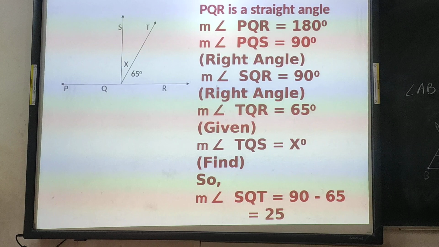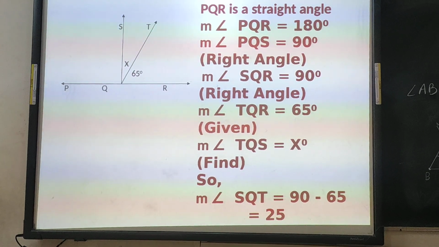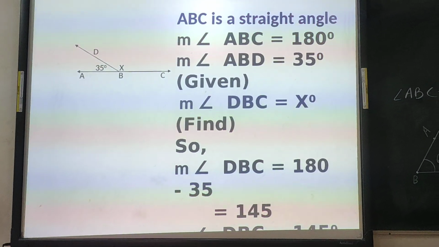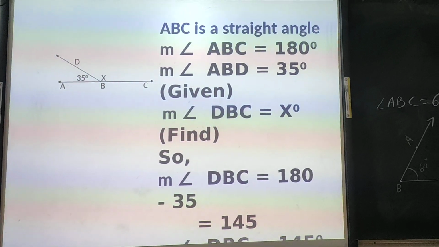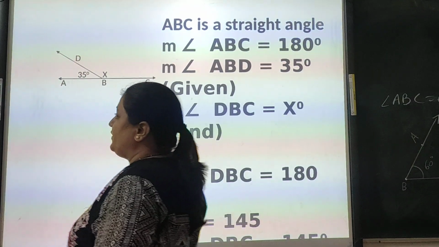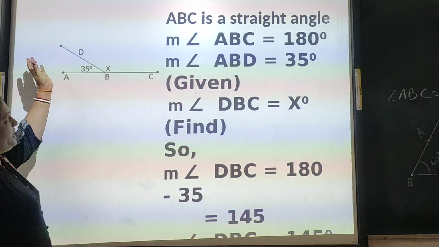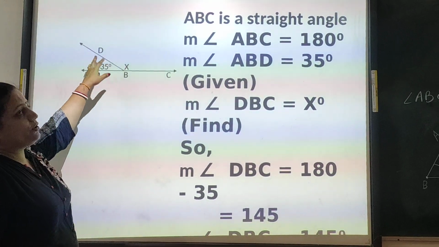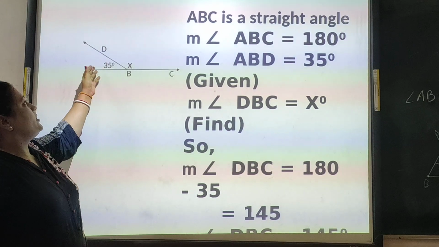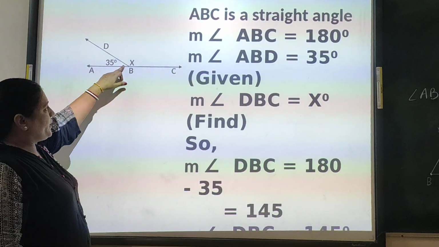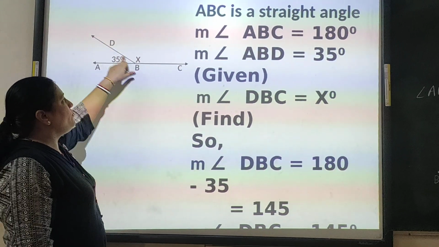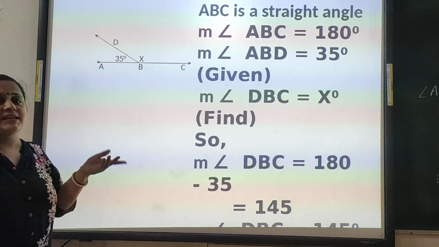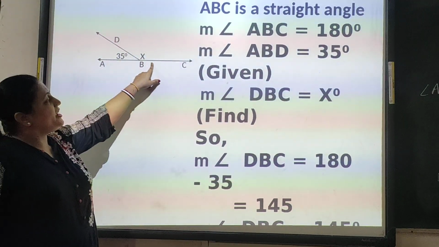Now one last example we will see, children. See here again. Now in the first question we were given the measure of an obtuse angle, and we had to find out the measure of the acute angle. Now here we have given the measure of the acute angle and we have to find out the measure of the obtuse angle. The procedure is same. Again here are 3 angles.